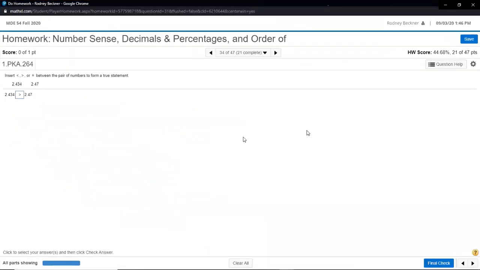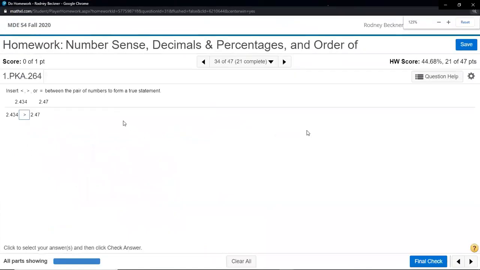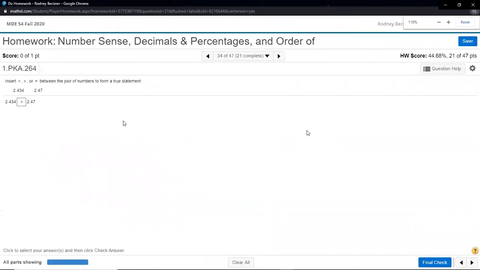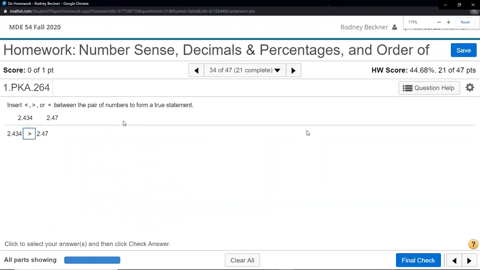If I maximize this, I can even zoom in. I'm holding Control, our favorite key in Excel, and using my mouse wheel to zoom in and out.